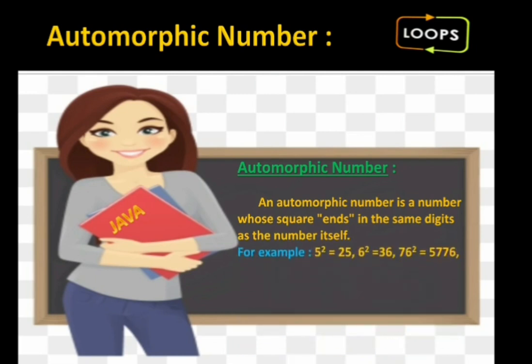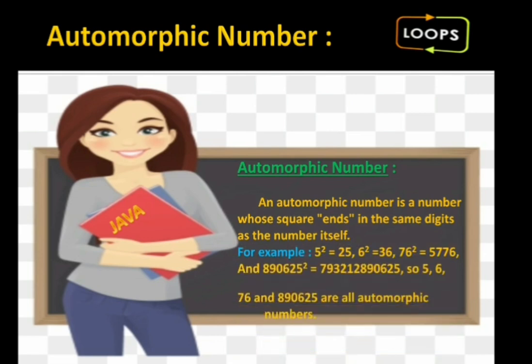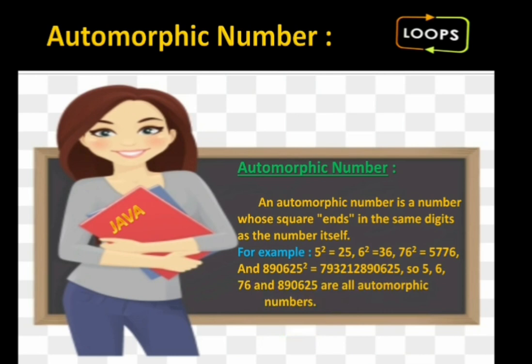See, for example, if I am taking 5, the square of 5 is 25 and 25 ends with 5. And now see, 6. Square of 6 is 36 and 36 ends with 6. Square of 76 is 5776 and it ends with 76. And so on, we are having a few numbers.